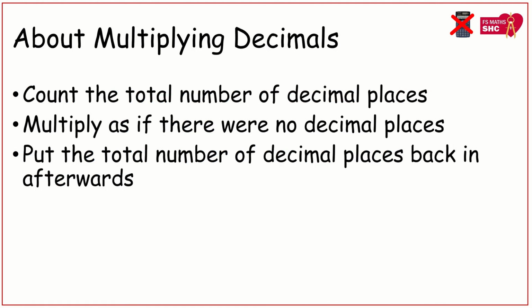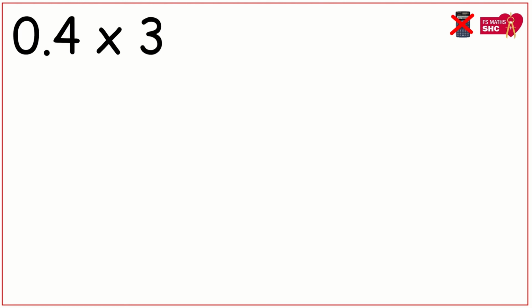So what we're going to do, you're going to count the total number of decimal places. You're going to multiply as if there weren't any decimal places, and then you're going to put them back in. Don't worry if that doesn't make any sense, it will do by the end. So let's start with this simple example. We're going to count how many decimal places we can see. Well, there's just one decimal place, so I'm going to make a note of it here.